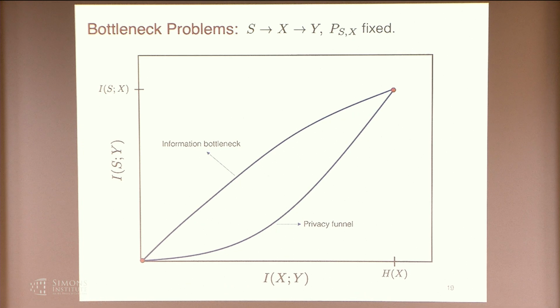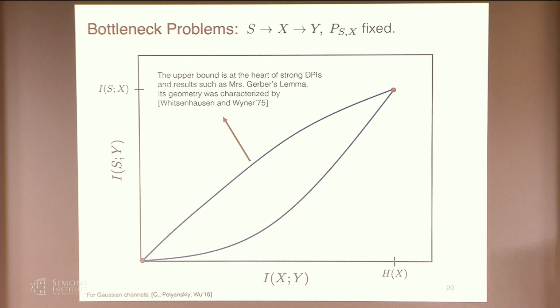You might have heard of it. It's back in vogue now in terms of neural networks and so on. And the lower boundary of this region is the privacy funnel. This upper boundary is at the heart of many results in information theory. For example, strong data processing inequalities. When you try to improve upon your vanilla 45-degree line inequality, you have a strong data processing inequality.